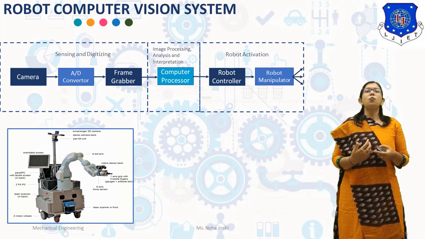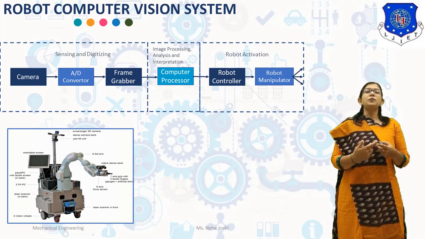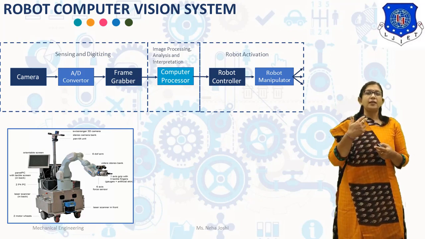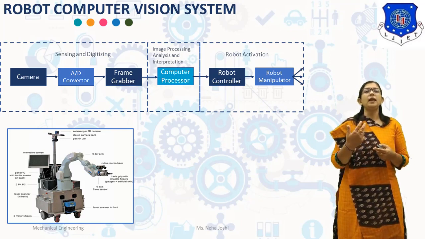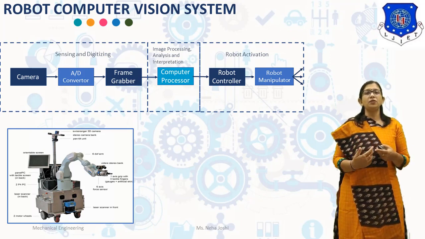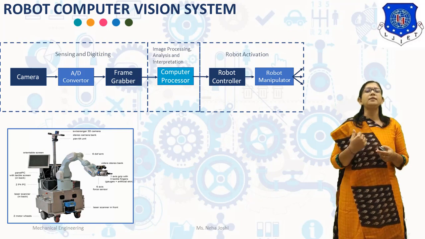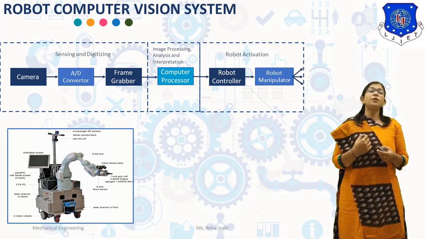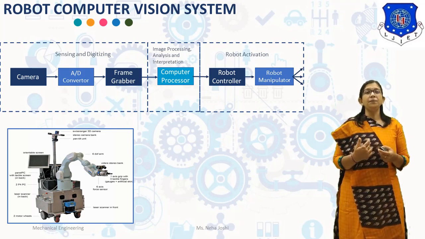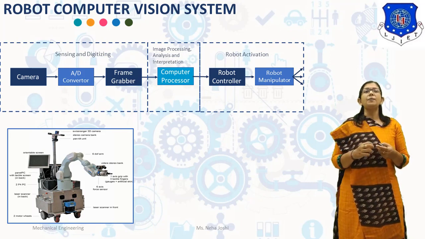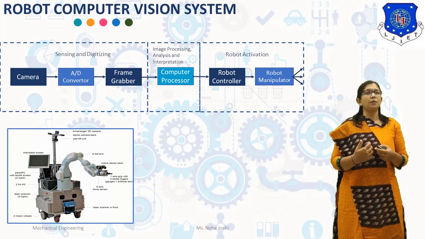The operation of the robot vision system is divided into three functions. First one, sensing and digitizing. The second one is image processing, analyzing and interpretation. And third one is robot activation, as you can see in this diagram. Now first one is sensing and digitizing. In this part, the camera captures the image of three-dimensional world. The image is further digitized and stored in the computer memory.